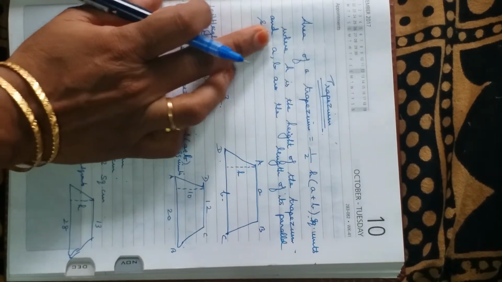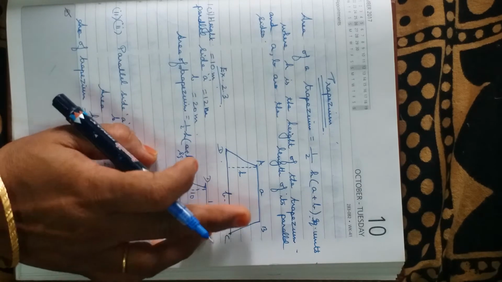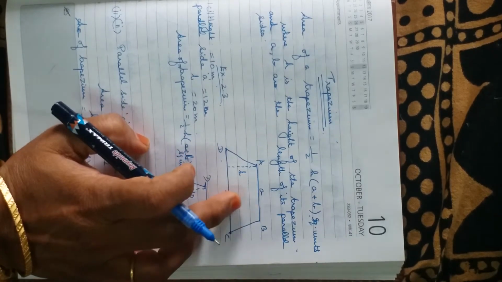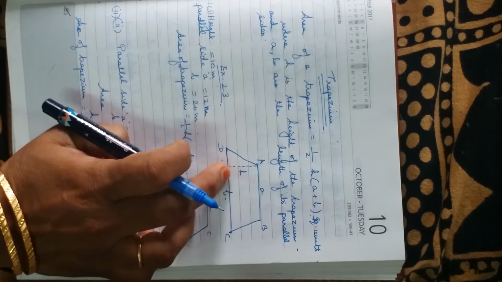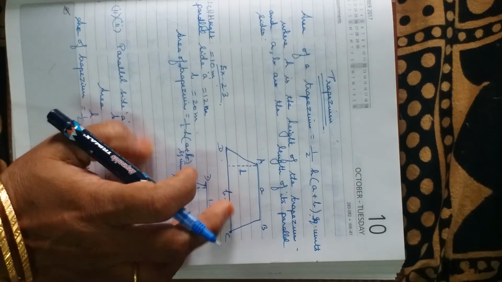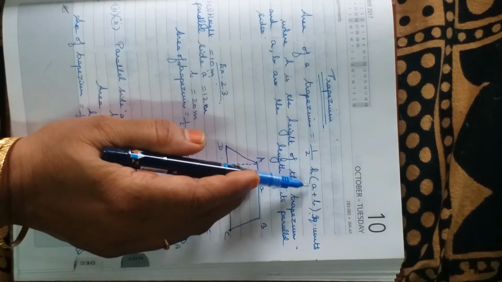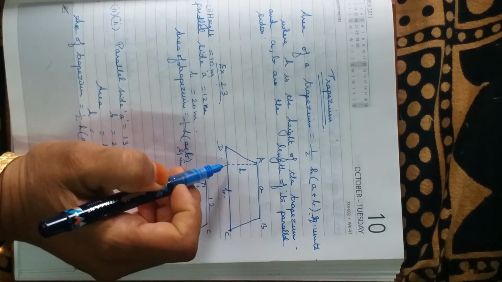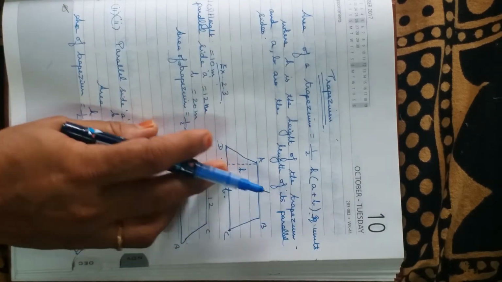First of all, you must know what a trapezium is. A trapezium is a four-sided figure in which two sides are parallel to each other. The parallel sides are named a and b, and the height, the distance between the two parallel sides, is considered to be h. So, half into h into a plus b, where h is the height, the distance between the parallel sides, and a and b are the parallel sides.